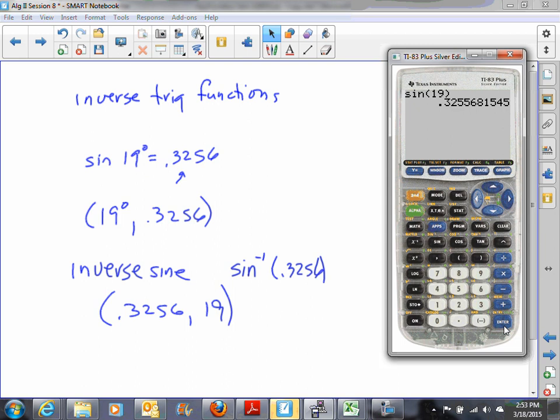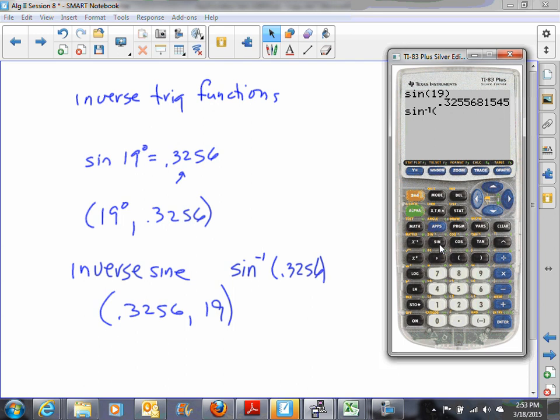So let's do that. If I press sine inverse, now that is second sine. Notice, don't put sine and then x to the -1. That's going to take the reciprocal rather than doing the inverse. The inverse function for the sine and the cosine and the tangent are the second functions on those buttons, and that's standard throughout the calculator industry. It's not the reciprocal, it's the inverse function.